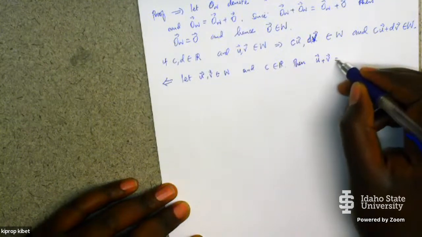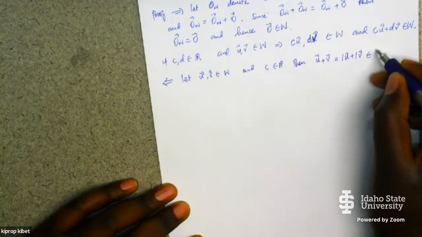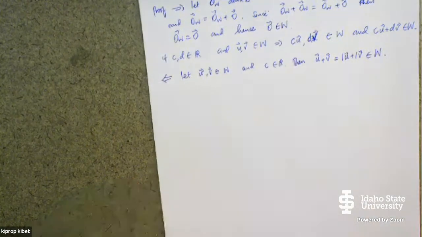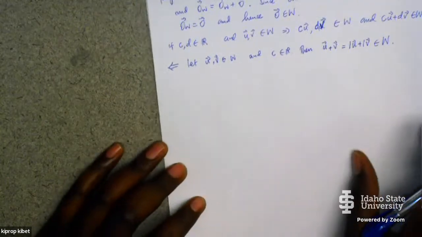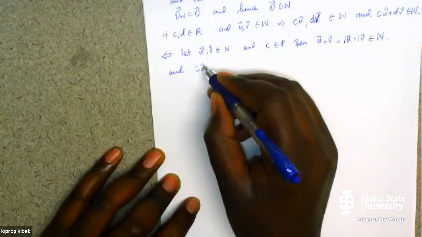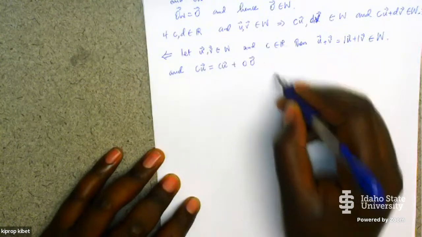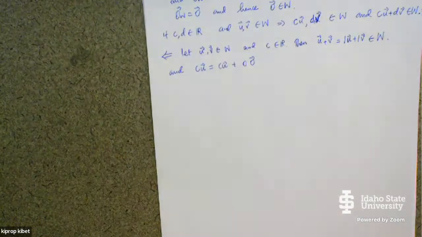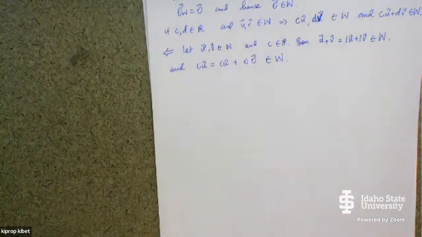U plus V is basically the same as 1U plus 1V. And these are in W. So 1 is basically a constant, an element of the real numbers. CU is the same as CU plus 0 vector, and CU plus 0 vector is in W. And that is the proof.